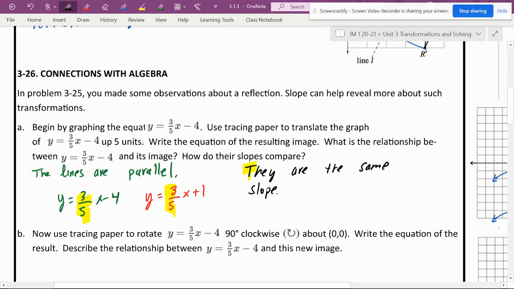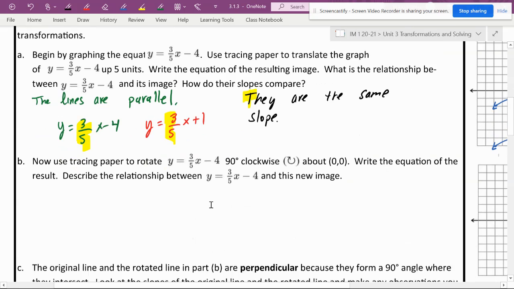All right. So we can say that every time we see two lines that are parallel, they have the exact same slope. All right. Now let's look at problem B.